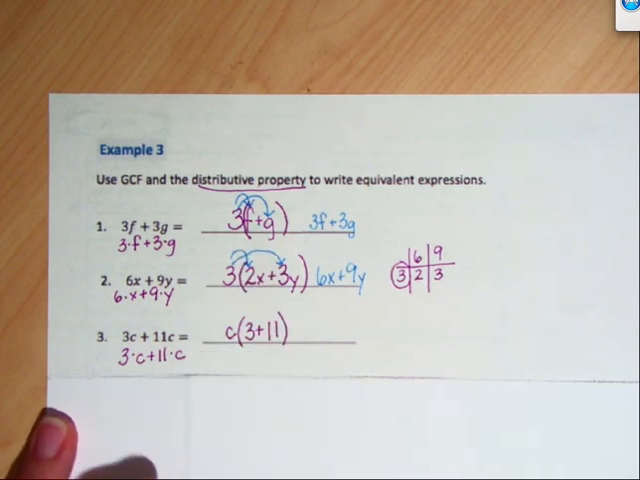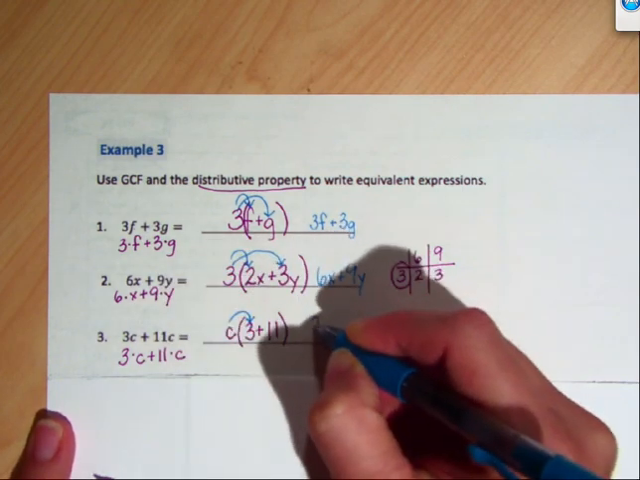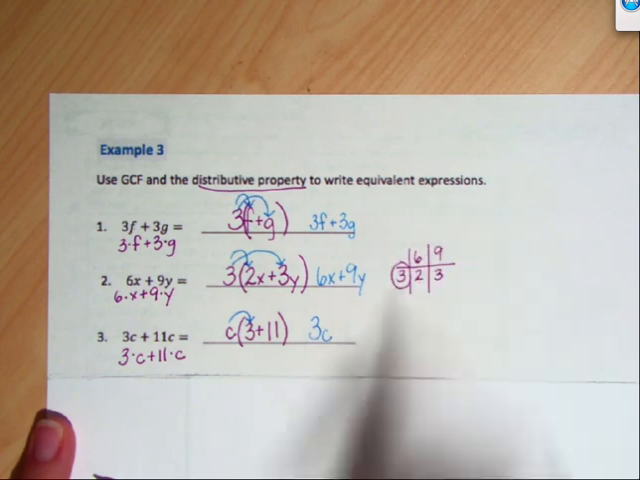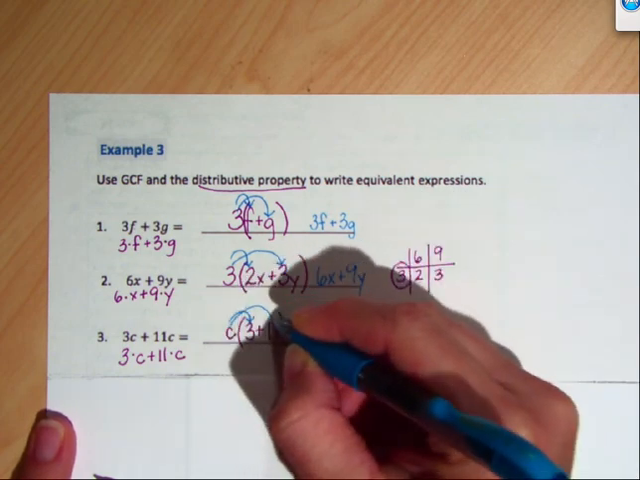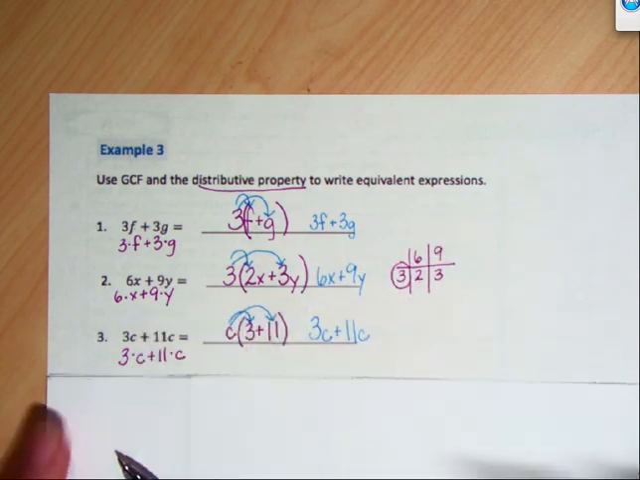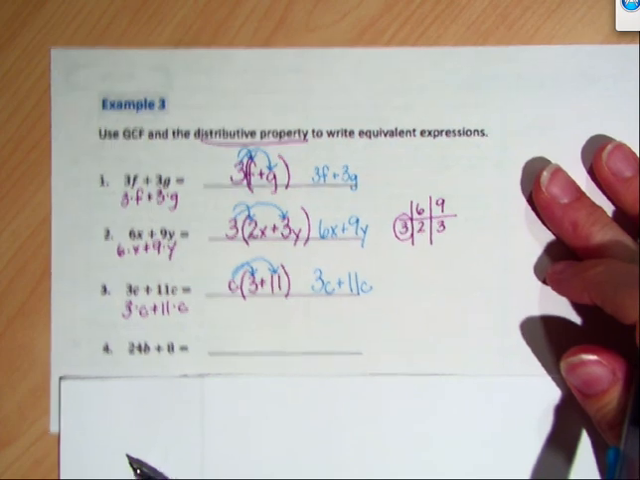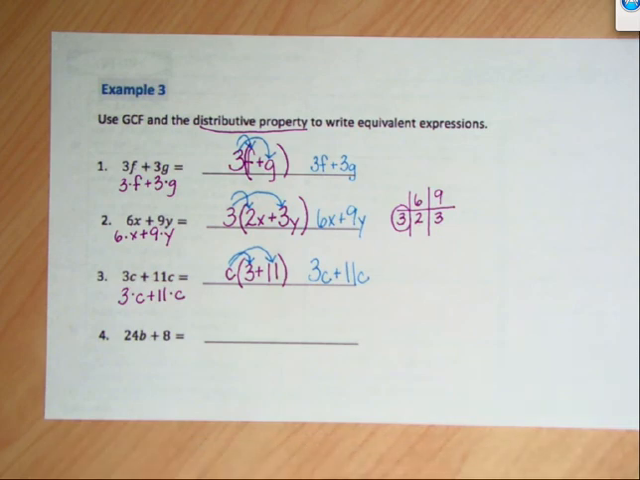Okay, if I was to take it back through, and you're not going to have to do this, but this is just proof that it works. I have 3C, and yes, I always put the number, the coefficient, first, plus 11C, and it works. Okay, let's try one more, and then I'm going to clue you in. I promise I will clue you in on this very cool trick that we can use to do this.